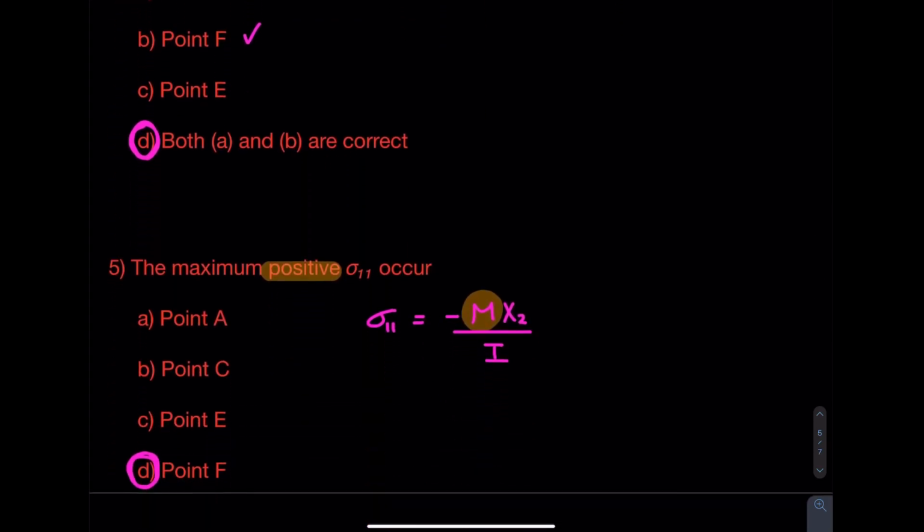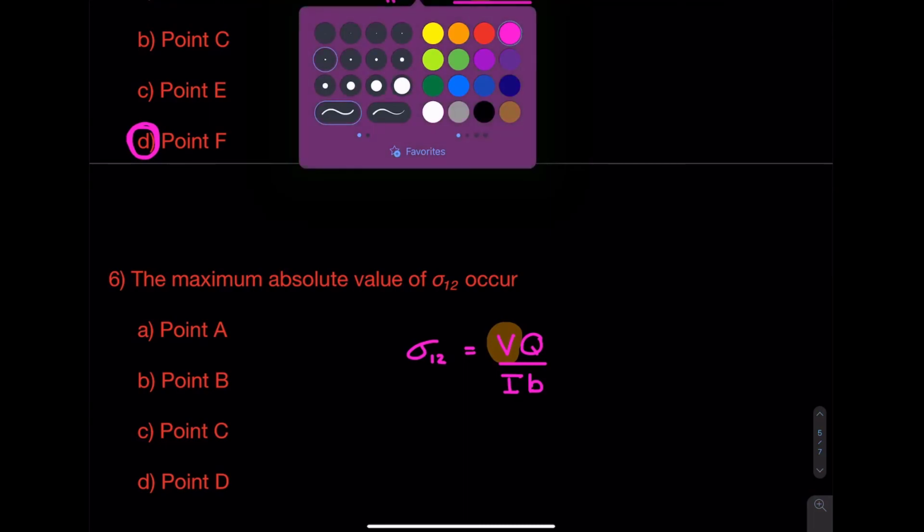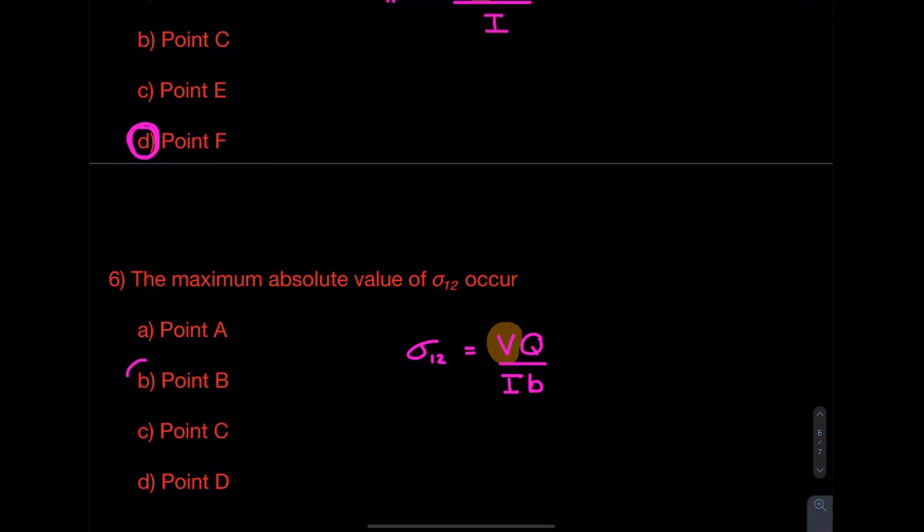So I'm going to come down here. The absolute maximum value of sigma 1,2, well, I said that that's point B. So for question number 6, I'm going to circle B. The reason why, again, is that sigma 1,2 is a function of the shear, which we know for a cantilever beam is greatest at the support. And then the Q says that this location of maximum shear will be at the center of the beam rather than the two edges. So that's how I determined question number 6.